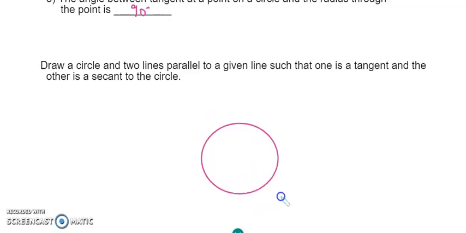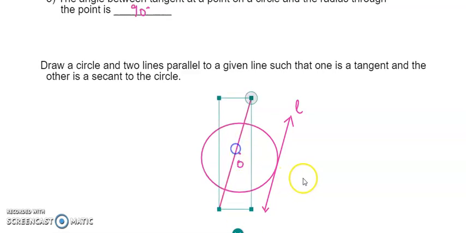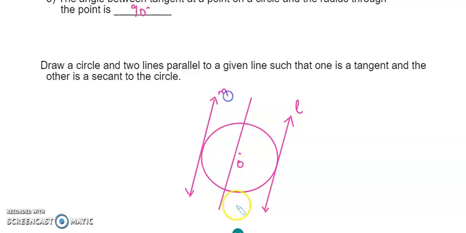So let's say this is my circle and this is my given line. They are not saying whether the given line is a tangent. Sorry, the given line is a tangent. So now we have to draw two lines such that they are parallel to this given line. Let's label this line as L, the center of the circle as O. Now we have to draw one line which is parallel to the tangent and the other is a secant. So one is this, right? And the other is this. Correct? So this is a tangent which is line M and line N is the secant.